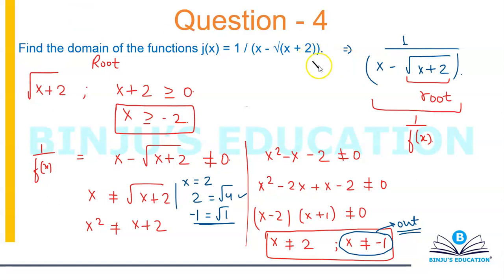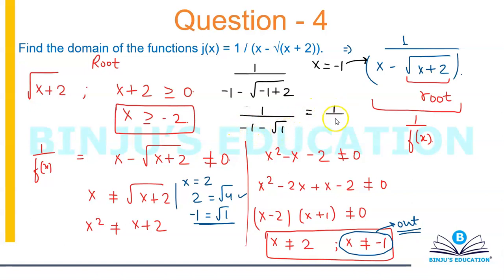if I put x equal to -1 in here, I'm going to get 1 over -1 negative root of -1 plus 2. This is 1 over -1 negative root of 1. So this is 1 over -2. So this is not coming out to be 0. But when you put x equal to 2, then it will come out to be 0.